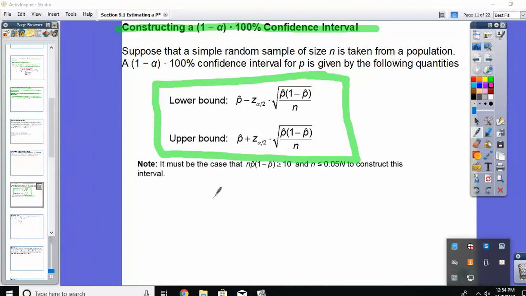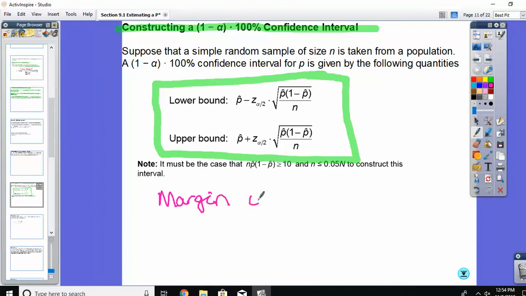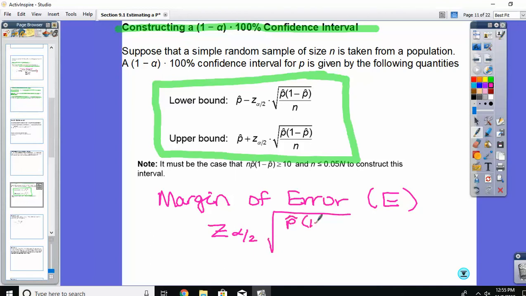If I just ask you for the margin of error, sometimes that is just denoted with a capital E. That's this thing that we're adding and subtracting. So that is z alpha over 2 times the square root of p-hat times 1 minus p-hat over n. We've seen it as p times 1 minus p over n, square root of that.